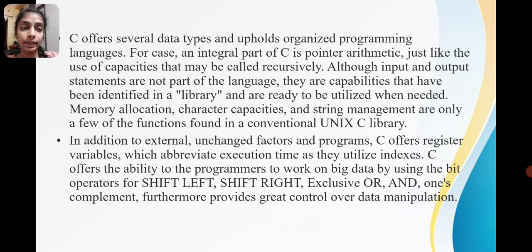Memory allocation, character functions, and string management are only a few of the functions found in a conventional Unix C library. In addition to external and static variables, C offers register variables. C offers programmers the ability to work on big data by using the bit operators for left shift, right shift, exclusive or, and one's complement. Furthermore, it provides great control over data manipulation.